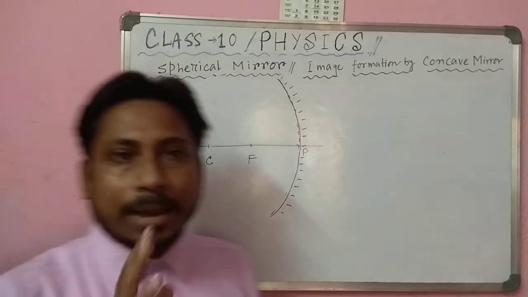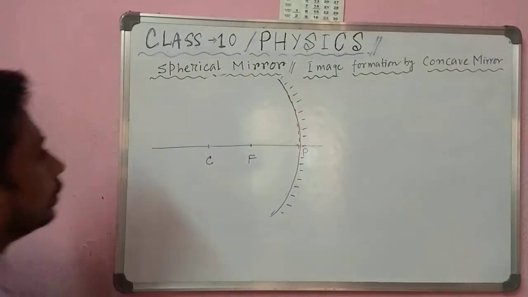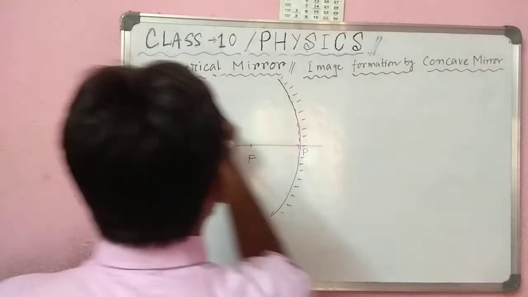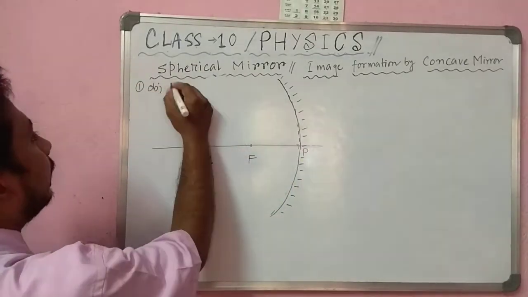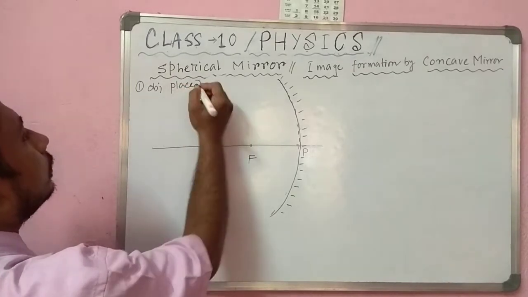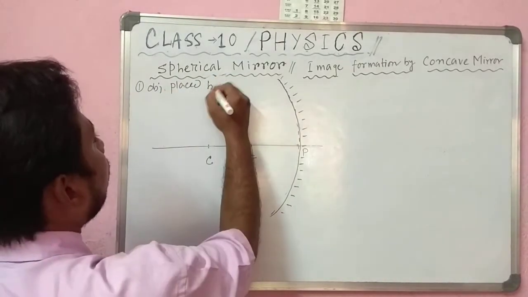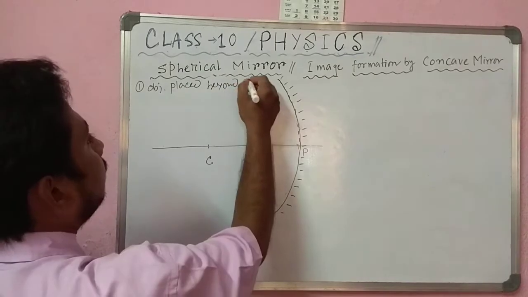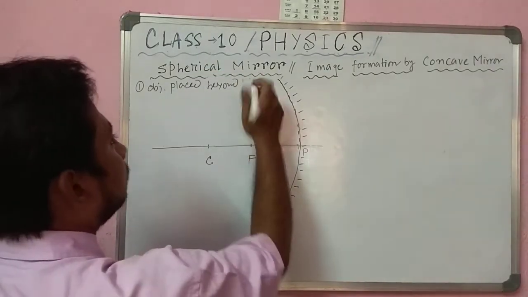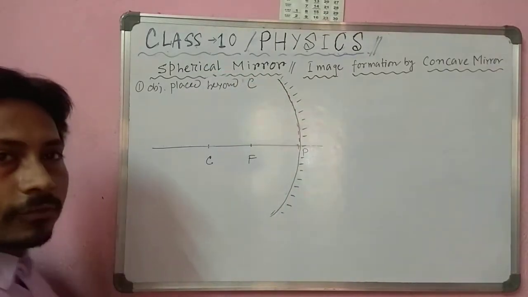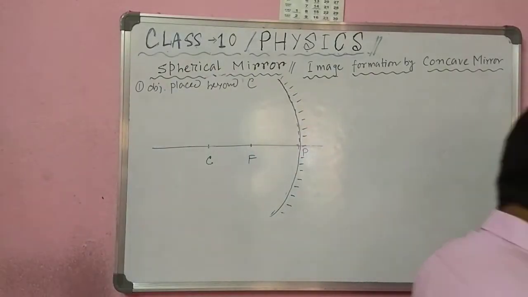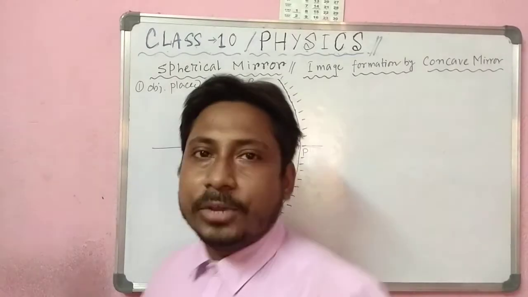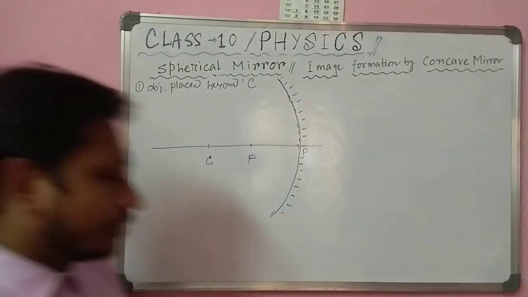Then drawing number 1: the object placed beyond the center of curvature, beyond C. C means center of curvature. So our first drawing is the object placed beyond the center of curvature.